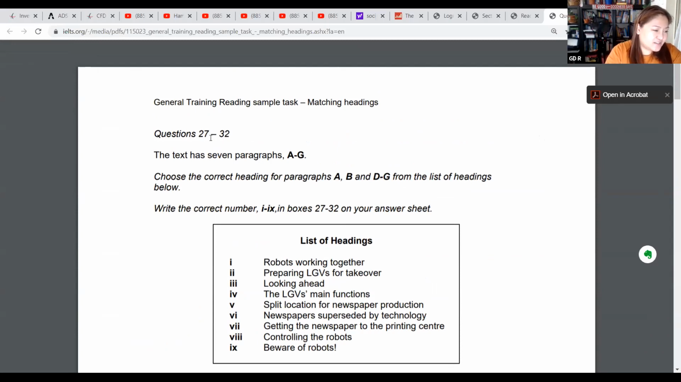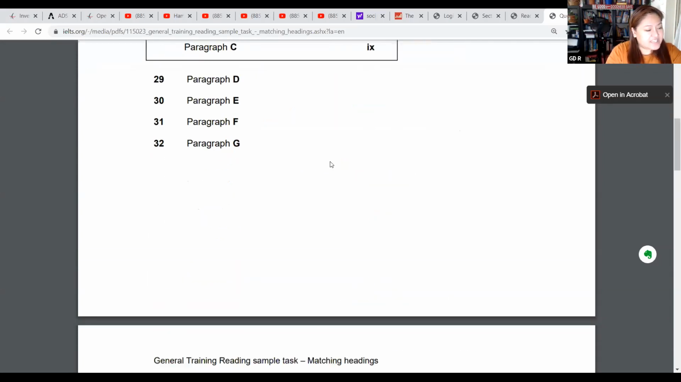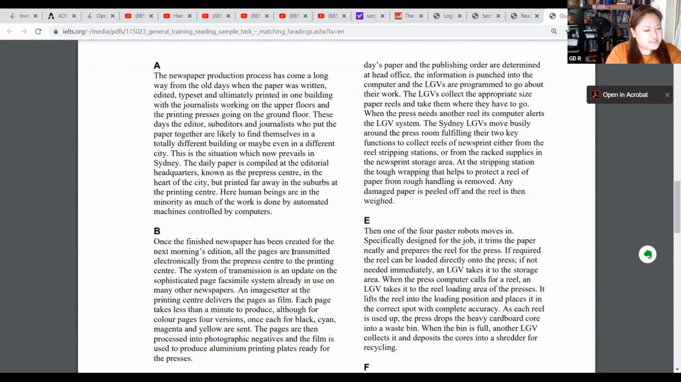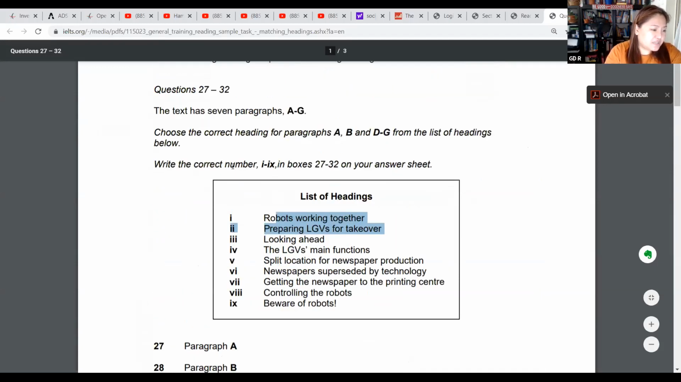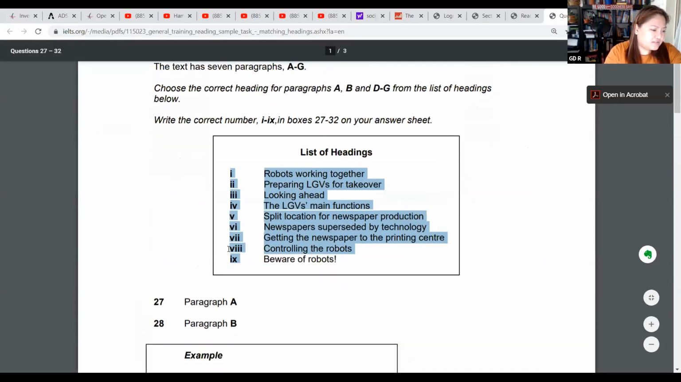Okay, so this is a matching heading type of question. This is for questions number 27 to 37. The text has 7 paragraphs, titled A to G. You have to match these headings with the paragraphs. So your answer should only be the correct number. It's either small Roman numeral I, II, III, IV, V, VI, and so on. So your answers should be I to IX. So for paragraph A, which is the best heading?